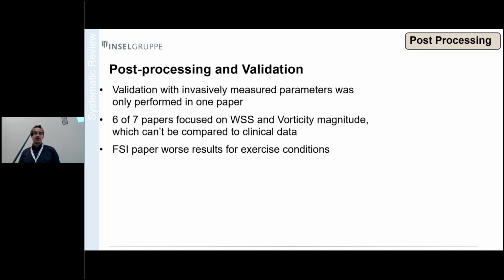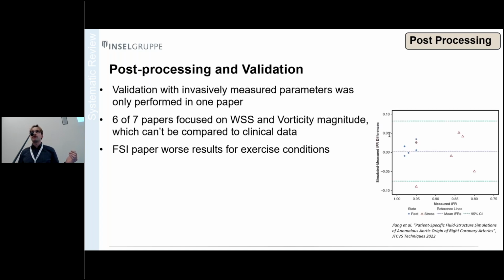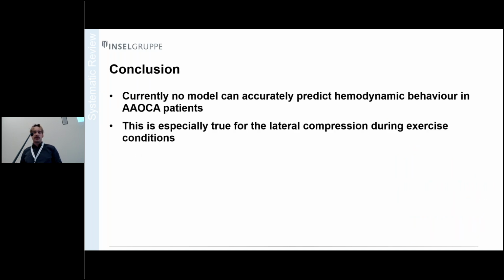For post-processing and validation, actually only 1 paper compared the results to invasive measurements, while all the other ones used wall shear stress and vorticity magnitude, which can't be directly compared to clinical data. And for the same FSI model I showed you before, they validated their data, and you can see with the blue dots that for resting condition, the model worked quite well. But as soon as we went into the exercise condition, which is important, as I stressed before, the variability increases a lot. So in conclusion, I think we can say that currently no model can predict hemodynamic behavior in these AOCA patients. And this is especially true for this lateral compression during these exercise conditions.